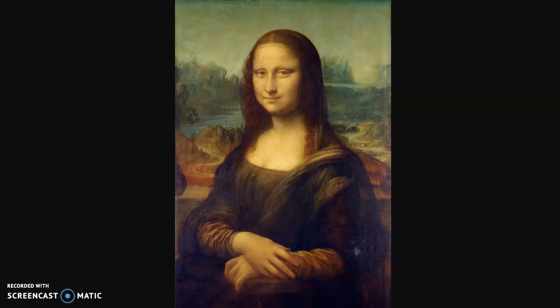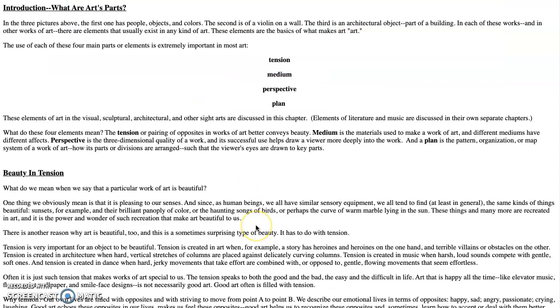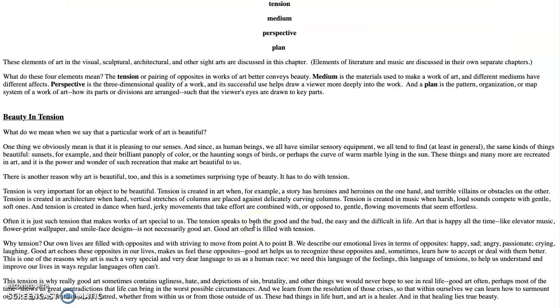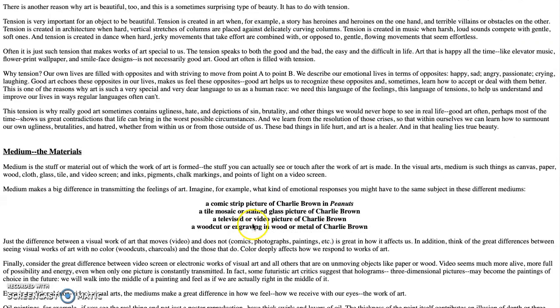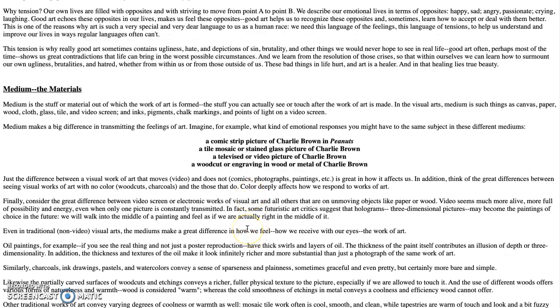Okay, so talking about medium. Medium is just the materials used to make a work of art. And medium comes from being in the middle. So you have the artist and they have some conception, and then they make a work of art out of some objects, whether it's words or whether it's wood or whether it's paint. And then there's the audience who is viewing that thing. Well, the work of art is the thing in the middle. And so that's where we get the term medium.